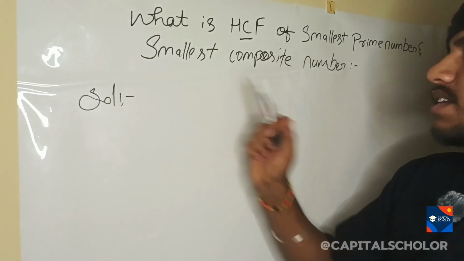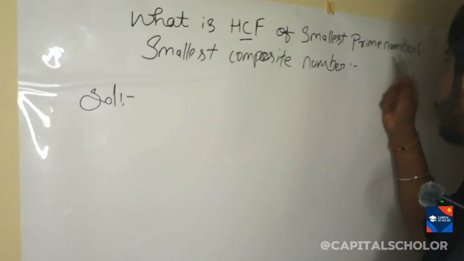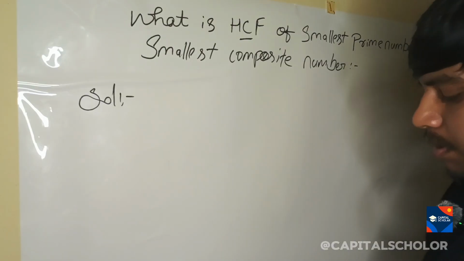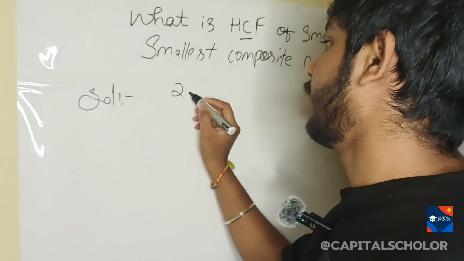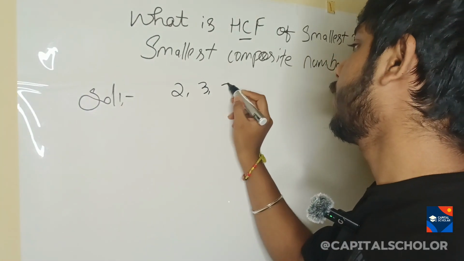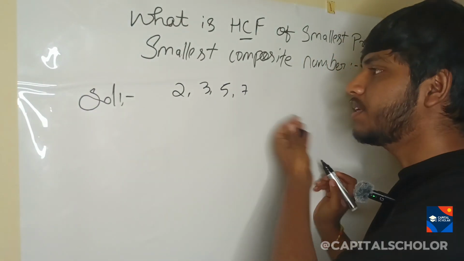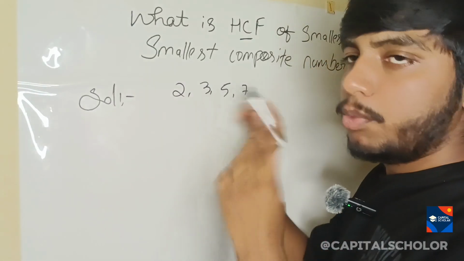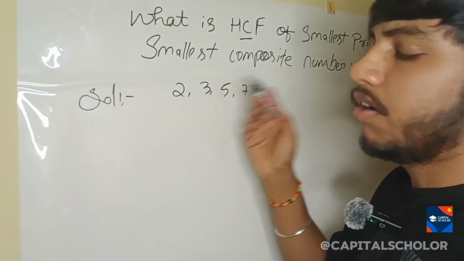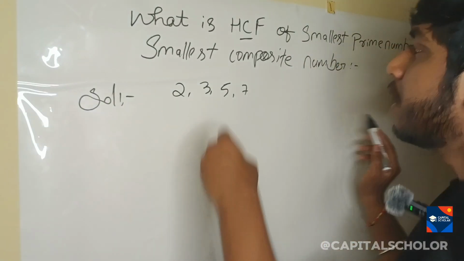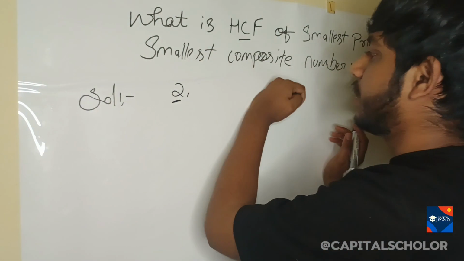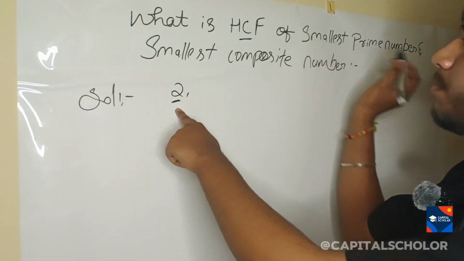The question they ask is: what is the HCF of the smallest prime number and the smallest composite number? A prime number is a number which can be divided only by itself or by 1. 2, 3, 5, 7 are the prime numbers. They ask for the smallest prime number. The smallest prime number is 2. So we got 2 as the smallest prime number.